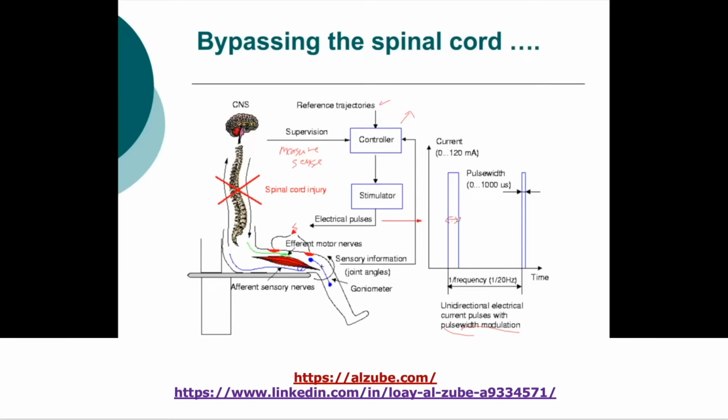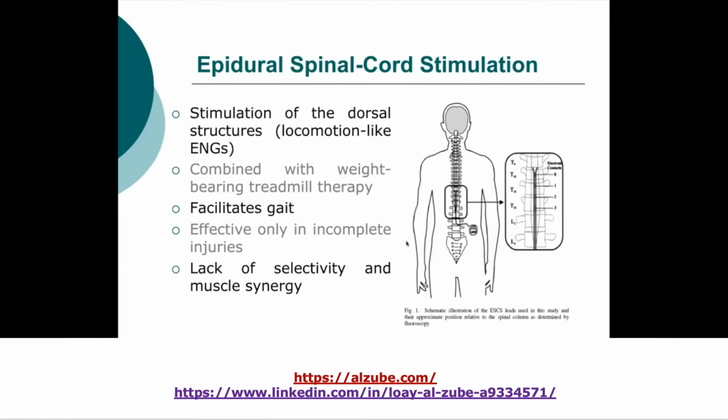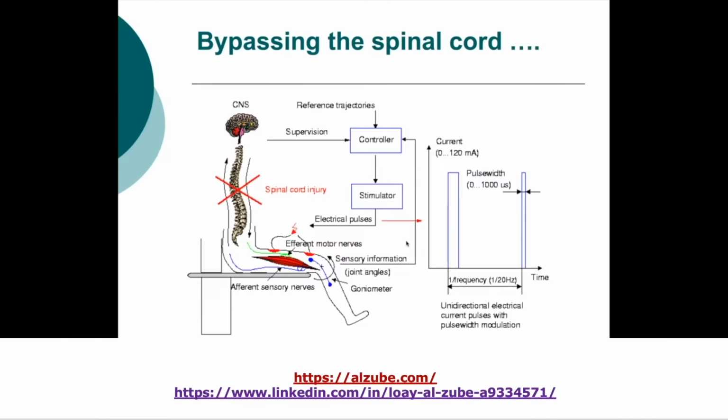So a long pulse means that we are recruiting multiple muscle fibers. A small pulse would mean that we are recruiting a small number of fibers. And those are the most important or the basic parts of bypassing a spinal cord injury. It's just a schematic and quick representation, but it is actually used in both intraspinal microstimulation as well as epidural spinal cord stimulation. Do you have any questions about bypassing the spinal cord? What are the blocks and the components that we need to have in order to build such a system?